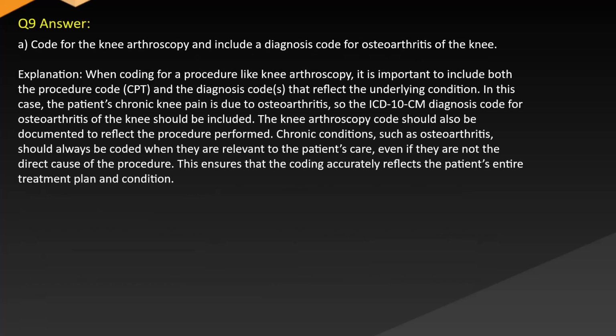Answer A. Code for the knee arthroscopy and include a diagnosis code for osteoarthritis of the knee. Explanation. When coding for a procedure like knee arthroscopy, it is important to include both the procedure code, CPT, and the diagnosis code, ICD-10-CM, that reflect the underlying condition. In this case, the patient's chronic knee pain is due to osteoarthritis, so the ICD-10-CM diagnosis code for osteoarthritis of the knee should be included. The knee arthroscopy code should also be documented to reflect the procedure performed.